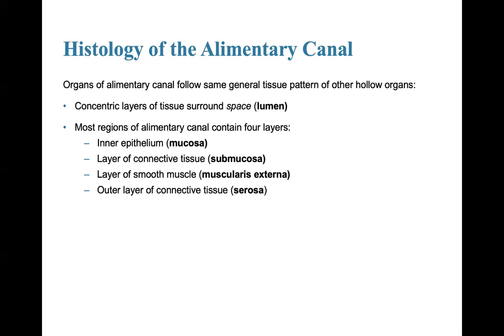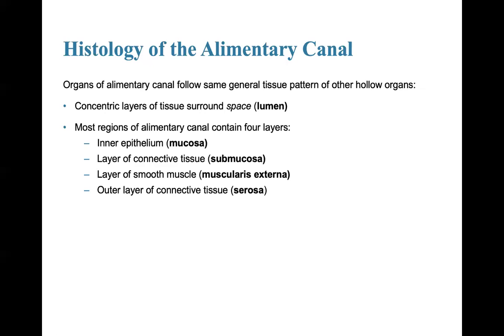Okay, so looking at the histology of the GI tract, the organs of the GI tract follow the same general tissue pattern of other hollow organs. You're going to have concentric layers of tissue that surround the space, which is the lumen. And again, the internal space there is considered outside the body.